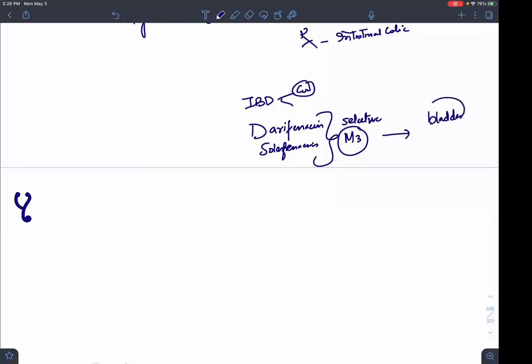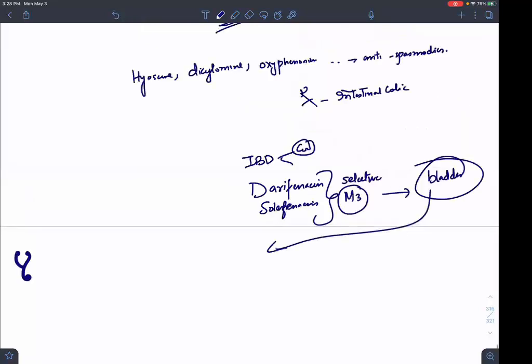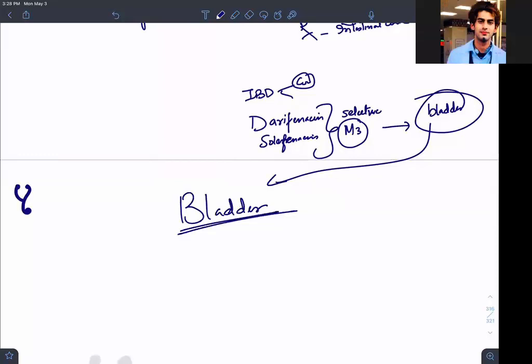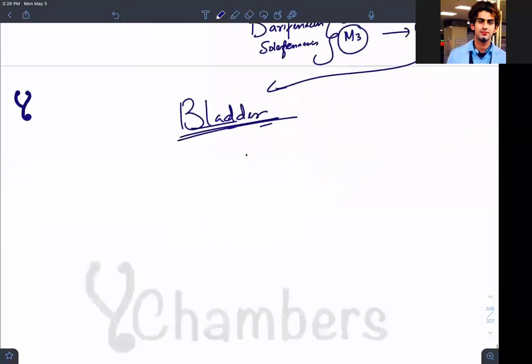Going to the bladder, I want to go to the bladder right now. Okay, I think GIT is done. Bladder is very nice. I want to teach you the bladder. If you want, I can tell you all the drugs which I am using on the bladder.